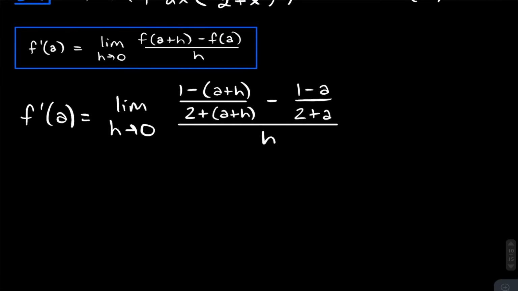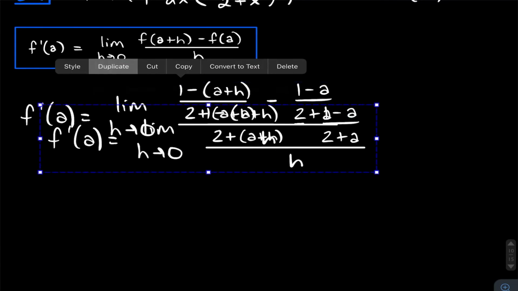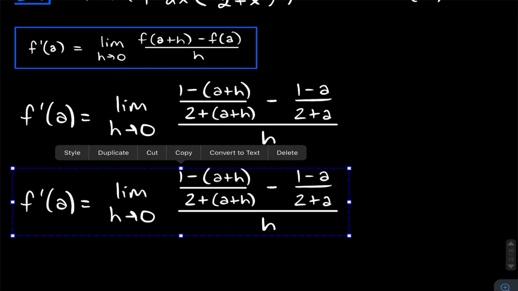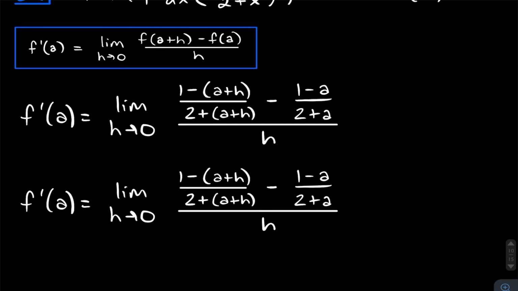So let's do that. I'm going to rewrite this, and I'm going to do a little bit of simplifying. So I'm going to duplicate this. And instead of having a minus a plus h, I'm going to distribute through that negative. And that's going to give us a minus a minus h. Okay? And then I don't need parentheses here, right? I'll just have the a plus h.